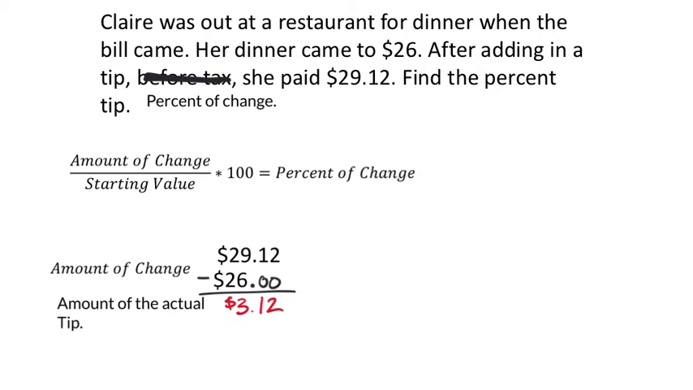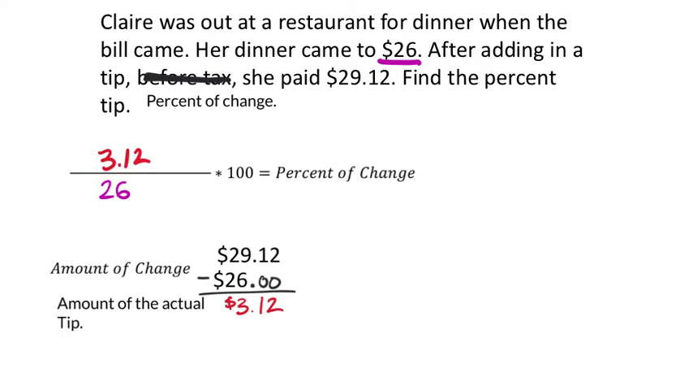So yeah, let's go back to our formula, right? The amount of change we now know is $3.12. Let's go and put that into our formula. We're always comparing these to the original value or starting value, which we know. Starting value was how much the dinner was before any taxes or tips, which was 26 bucks. So 26 right here, yeah, that completes the formula.